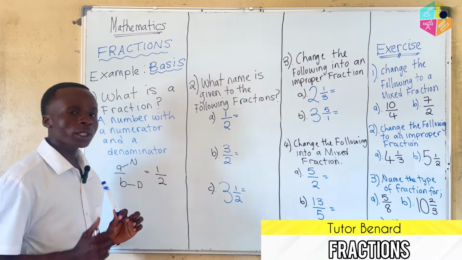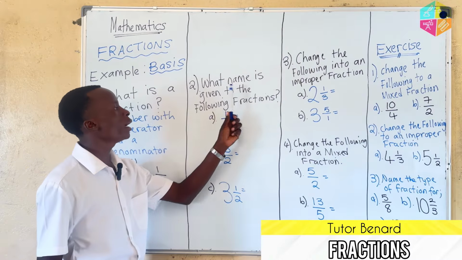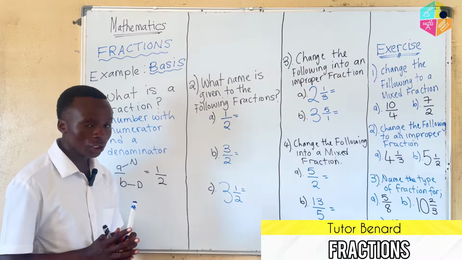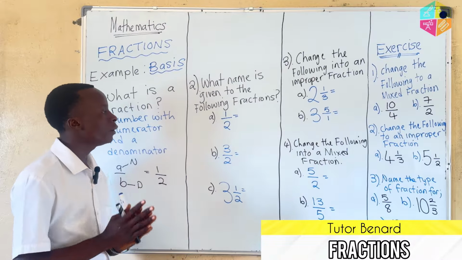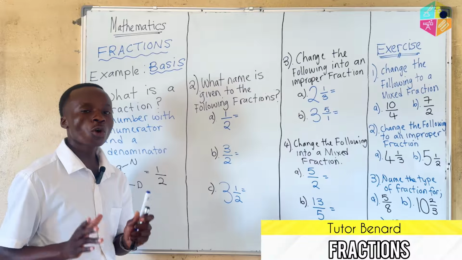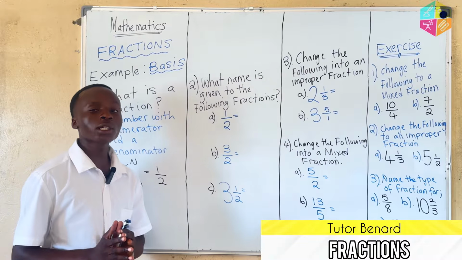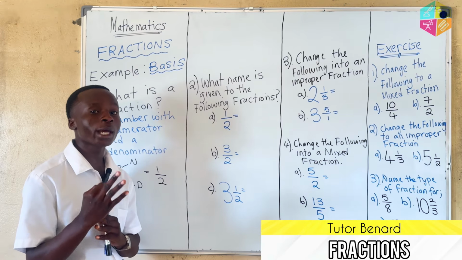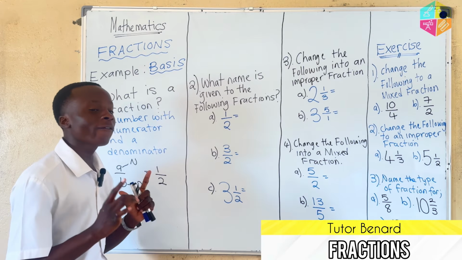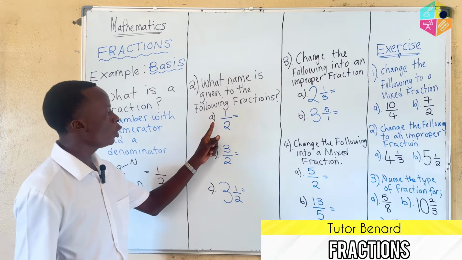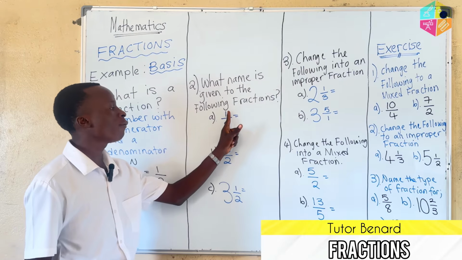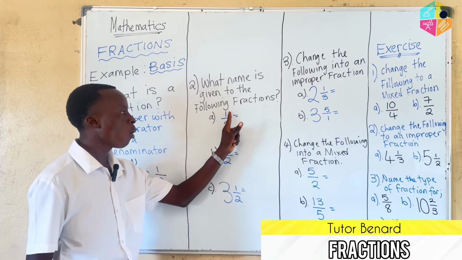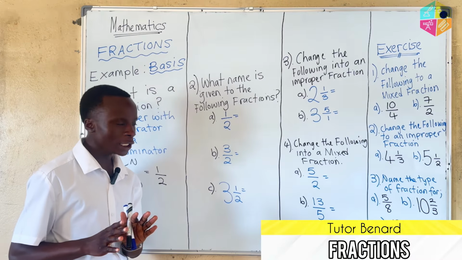Our second question there, it says, what name is given to the following fractions? What you need to understand about fractions, there are three main types of fractions. So the first type of fraction, when you look at our first question there, we have 1 over 2. So what does it mean?